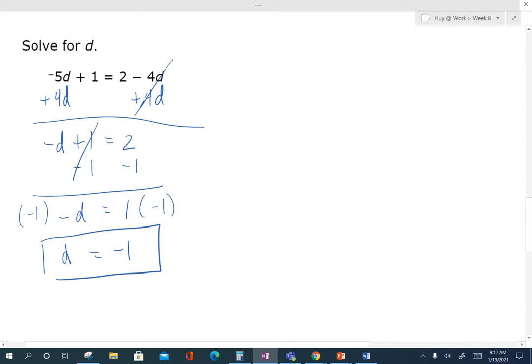All right, I do want to show you, I do like to combine the variables first. To me, that makes it look a little easier. But if you want to combine the constants, right, like I can choose the 1 here.